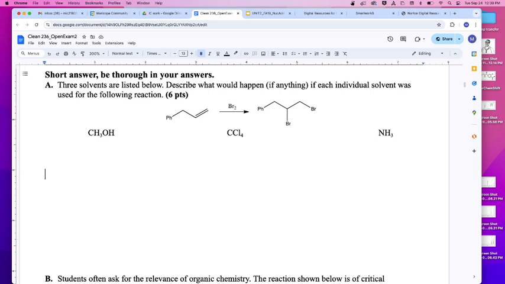Three solvents are listed below. Describe what would happen, if anything, if each individual solvent was used for the following reaction. So where should you start this? Looking at what happens in the initial reaction. Cool, so we're going to ignore the solvents. Let's just focus on what's actually happening in the overall reaction. So what happens in the overall reaction? An addition.